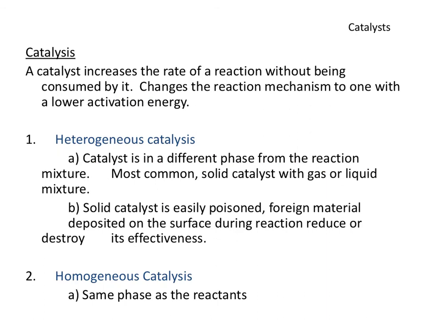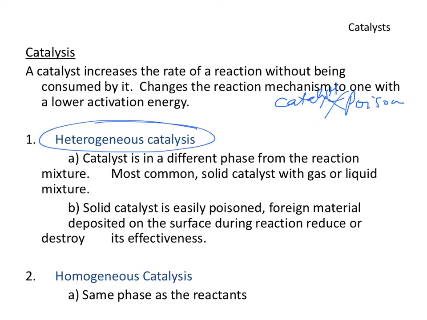There are some molecules which actually inhibit certain mechanisms, and those are called poisons. So catalysts and poisons are opposites of each other. Like I said, a catalyst increases the rate of the reaction but is not consumed by it. There can be essentially two kinds of catalysis, or two kinds of catalysts. One is called a heterogeneous catalyst, the other is called a homogeneous catalyst.